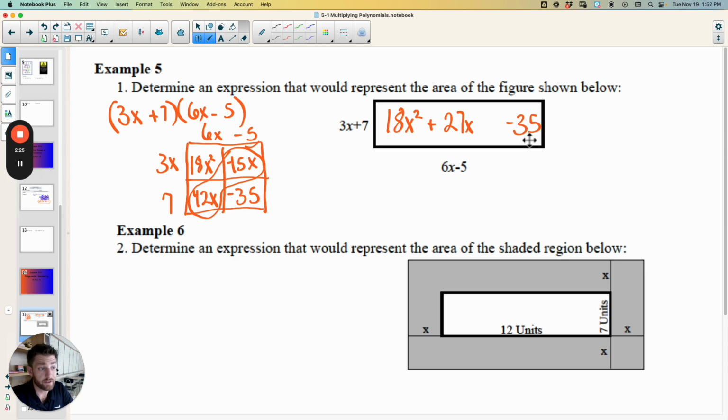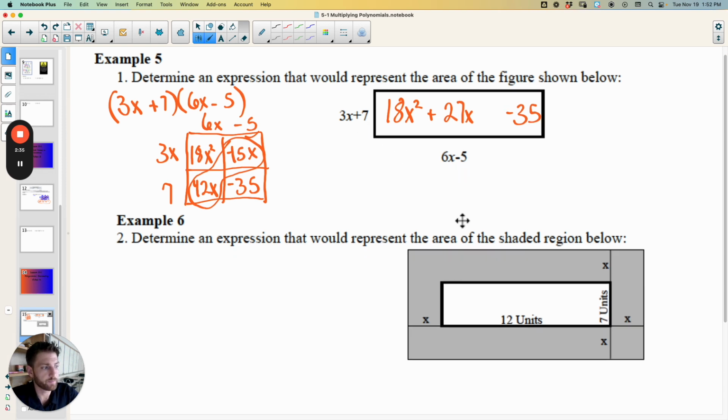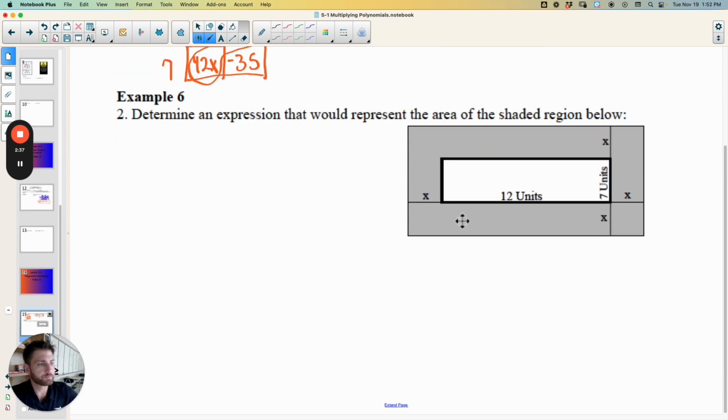And that's how you would find the area for that. It's going to be represented as a polynomial expression because we have 3x plus 7 here as one dimension and 6x minus 5 as the other. All right, let's look at another example.